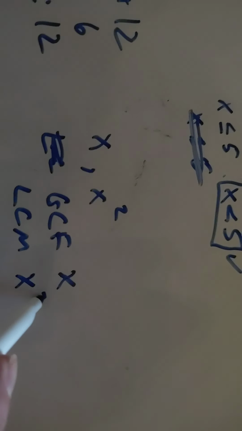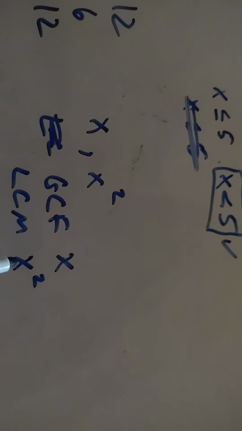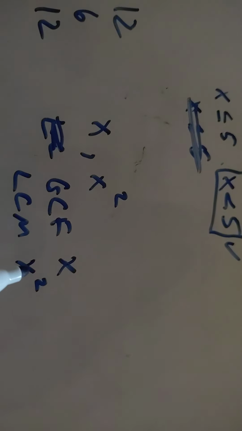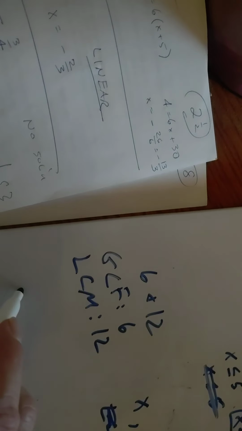So that's going to be x squared. Both of these can go into x squared evenly. X can go into x squared x times, and x squared can go into x squared once. Okay, so that will help with, let's try this problem right here.